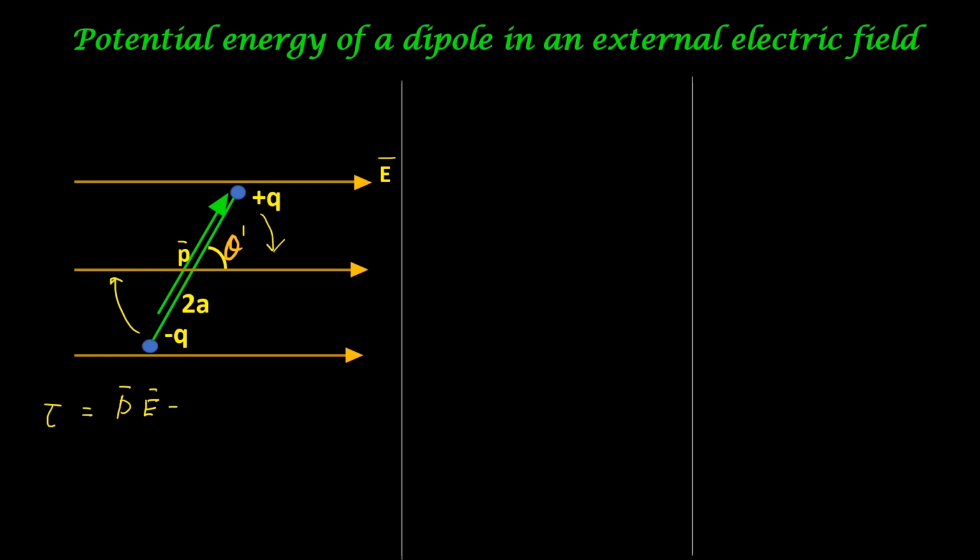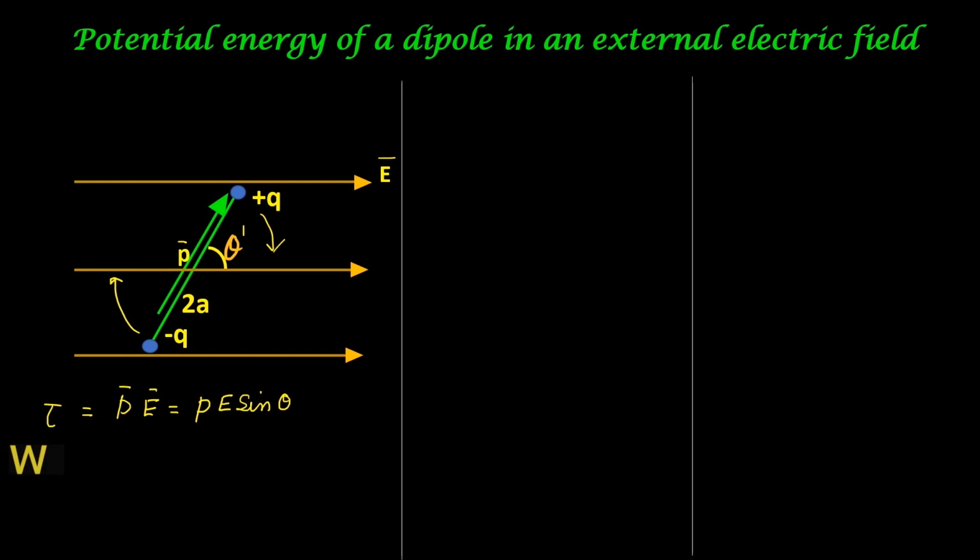One vector multiplied by another vector gives a third vector. Torque is a vector, so we have to use the cross product. So it is equal to PE sin theta. Theta is the angle between P and E. Under the influence of this torque, the dipole undergoes an angular displacement of theta 1. The angle between the two vectors and the angular displacement of the electric dipole is the same.